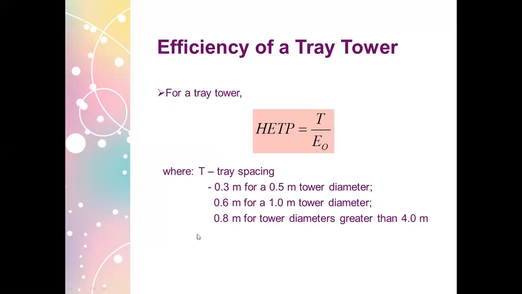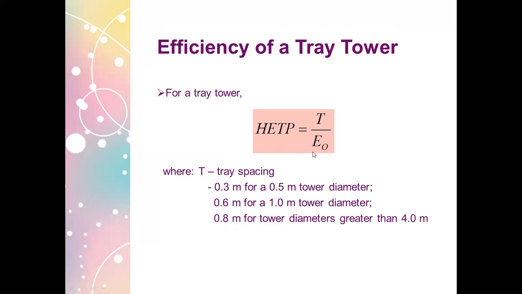How do we determine the HETP for a tray tower? Let's say you're given the spacing of your tray tower. What is its equivalent in terms of a packing material? Okay, so this is it.